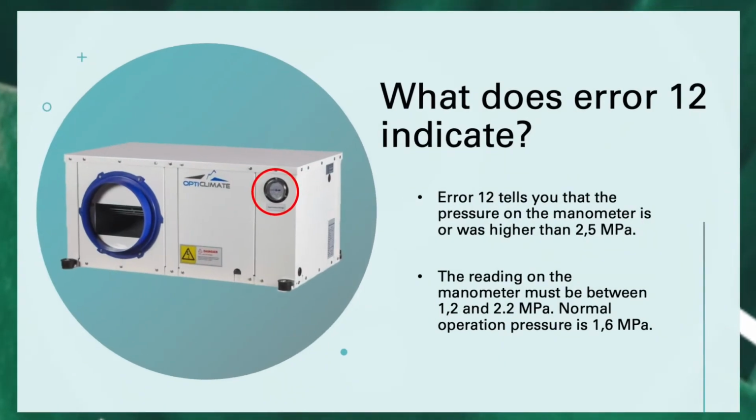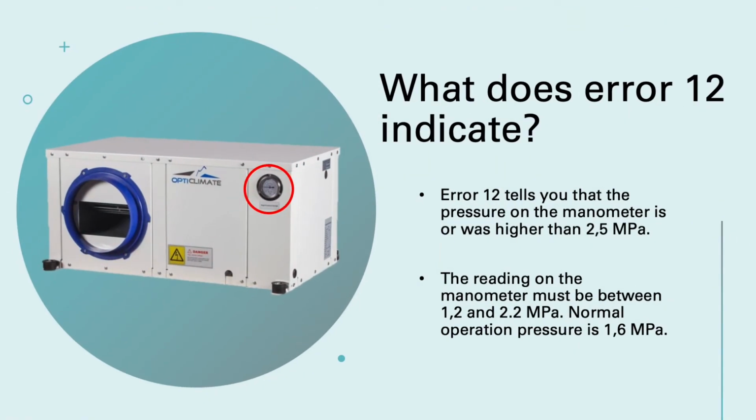Let's start with explaining the error itself. Error 12 tells you that the pressure on the manometer is or was higher than 2.5 MPa. The reading on the manometer must be between 1.2 and 2.2 MPa. Normal operation pressure is 1.6 MPa.